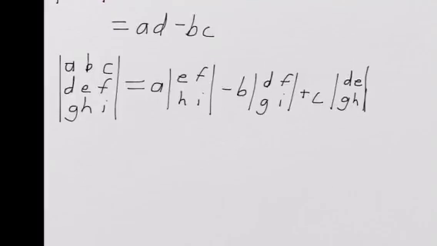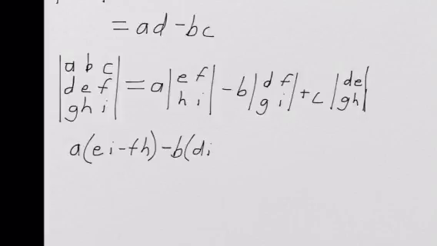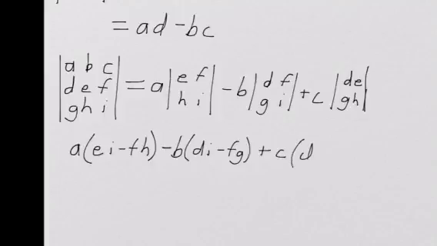And now I'm going to go ahead and use the informal definition of a 2x2 determinant we derived above. So I get A times EI minus FH, minus B times DI minus FG, then plus C times DH minus EG.